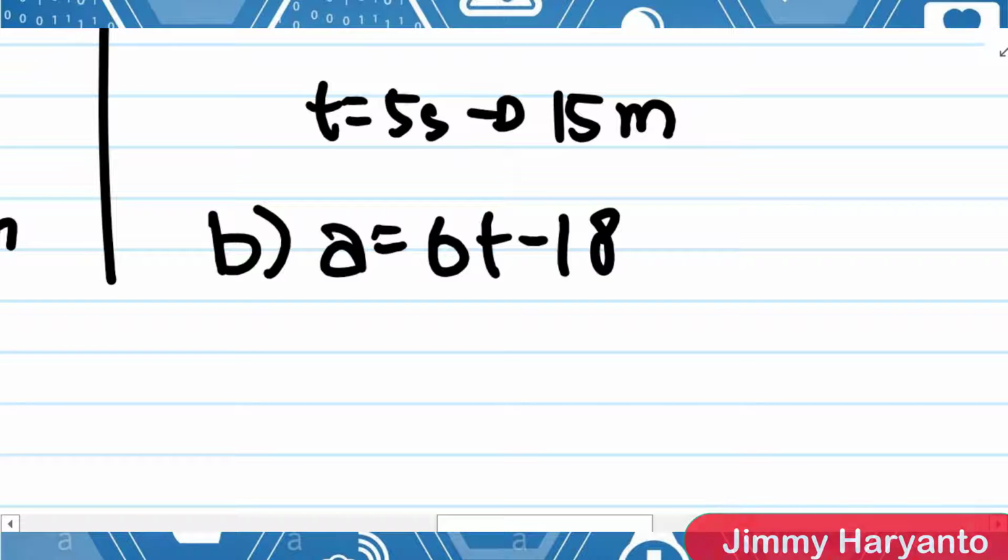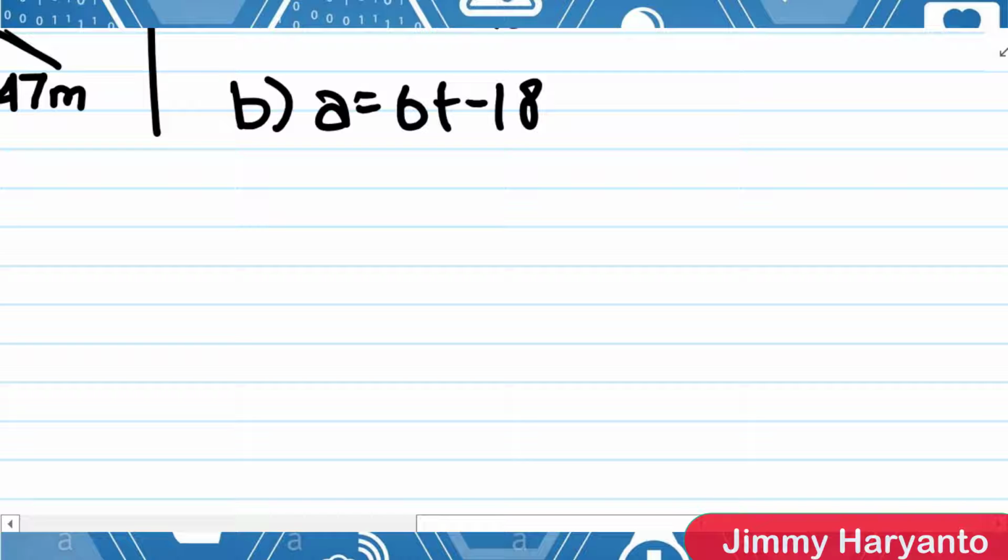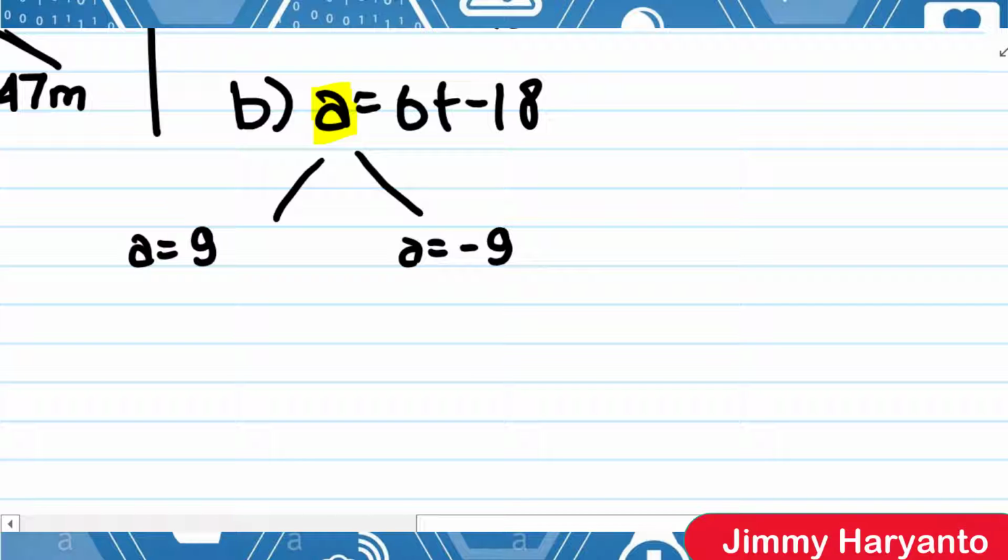Please remember that when it says magnitude, you have to think that acceleration is a vector, so it can be positive 9 and negative 9, because the magnitude is only the value, but this one is a vector. Vector means it has direction. When it has direction and the question gives you the magnitude 9, that means the acceleration can be 9 or it can be negative 9, and both of them have the same magnitude, which is 9.